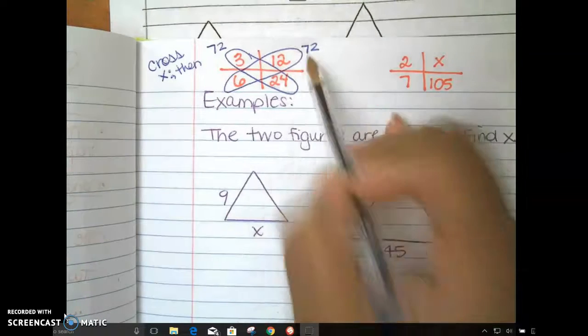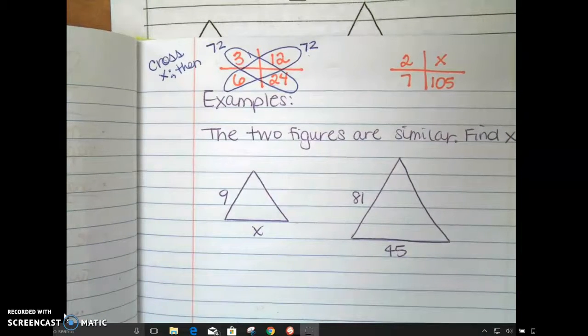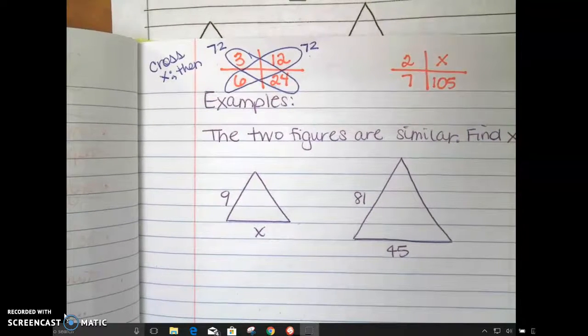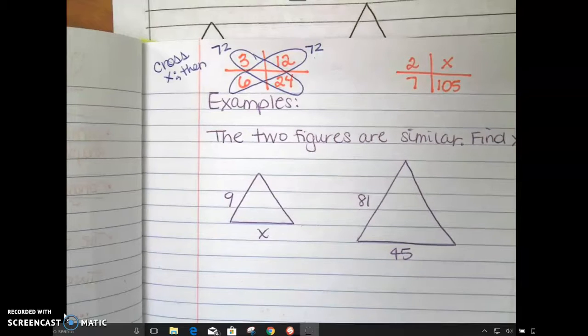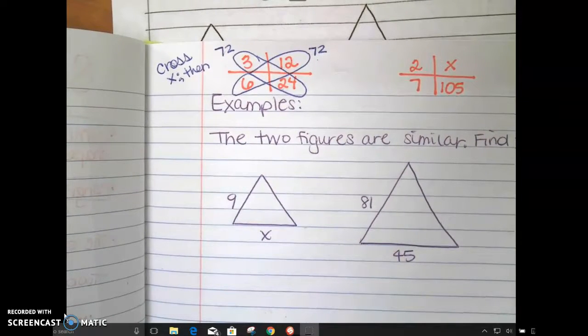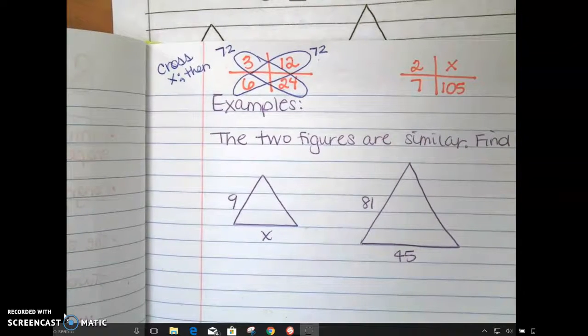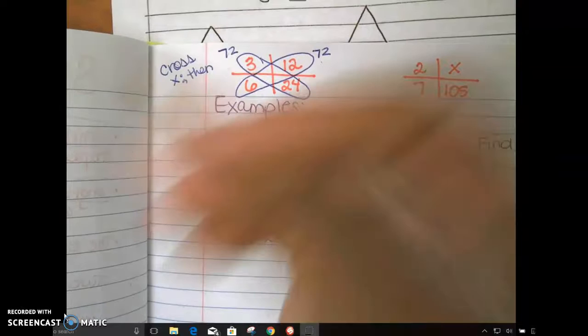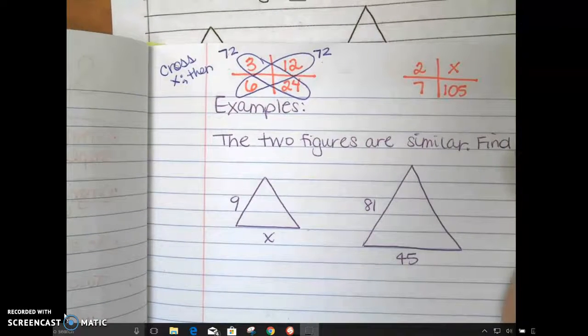I have 72 and 72. Cross multiply, then what? Simplify. Nope. Multiply. I cannot simplify 72 and 72. Thank you. Check to see if they're equal. If they're not equal, then what am I doing? And if they are equal, then what am I doing?